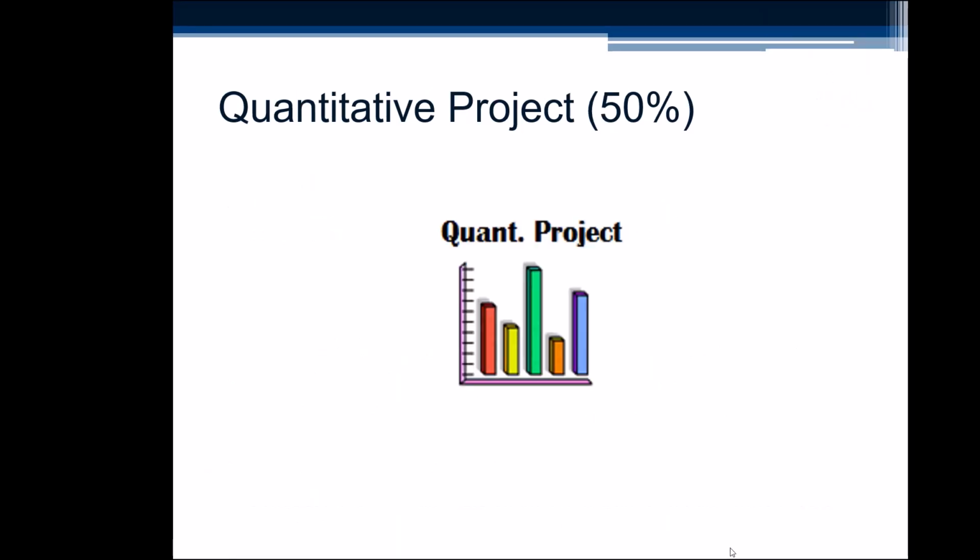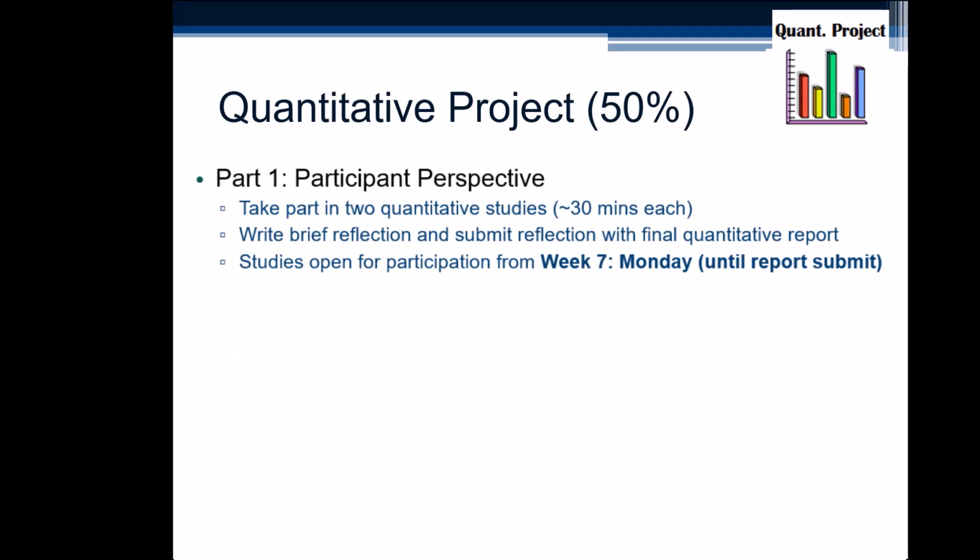For the quantitative project, which is indicated with this different little graphic, there's also 3 sections, and they correspond to the same sections as the qual project. So part 1, you're going to take the participant perspective again. This time you'll have the opportunity to take part in 2 quantitative studies, so things like surveys, lab experiments, and so on. Again, they'll often take between say 15 and 30 minutes. Quant studies tend to be a little bit shorter. You're going to write up a reflection on that and then submit that with your final quantitative project. Those studies will open from Monday of week 7.